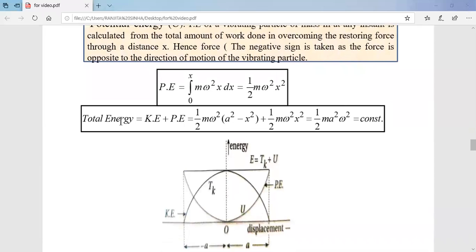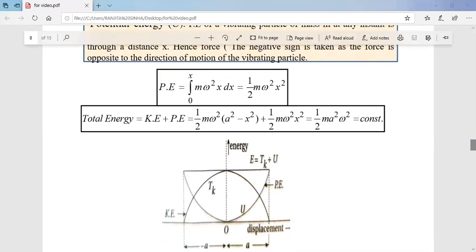Now what is our total energy? Our total energy is kinetic energy plus potential energy. So this is the kinetic energy term, this is the potential energy term. So ultimately we are getting half m omega square a square. This is constant. So the total energy remains constant.